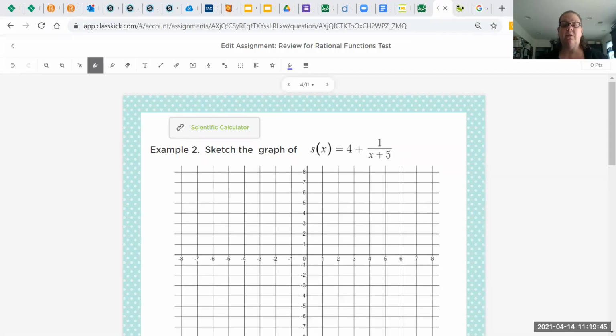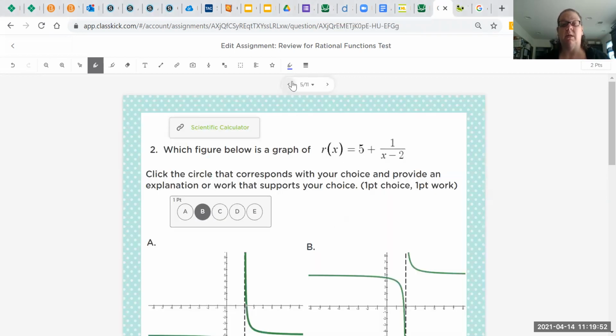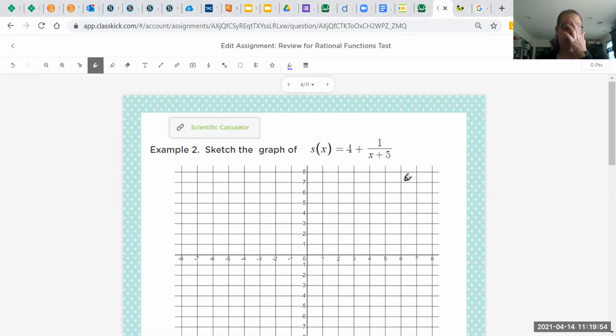Okay, so example 2 says sketch the graph. Now, just so you see, the next question is actually a multiple choice question. So it's a little bit easier than this one, but we're going to do the harder one together, and then that will make the multiple choice one look so easy.